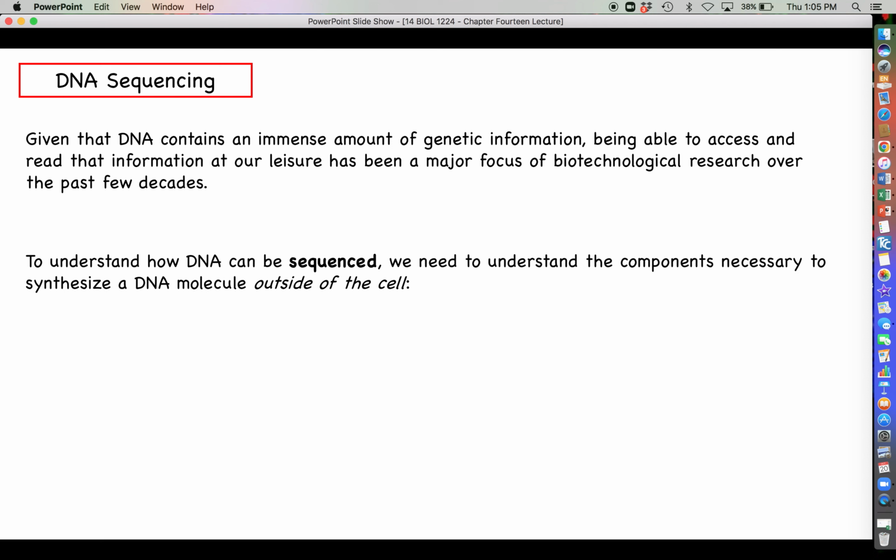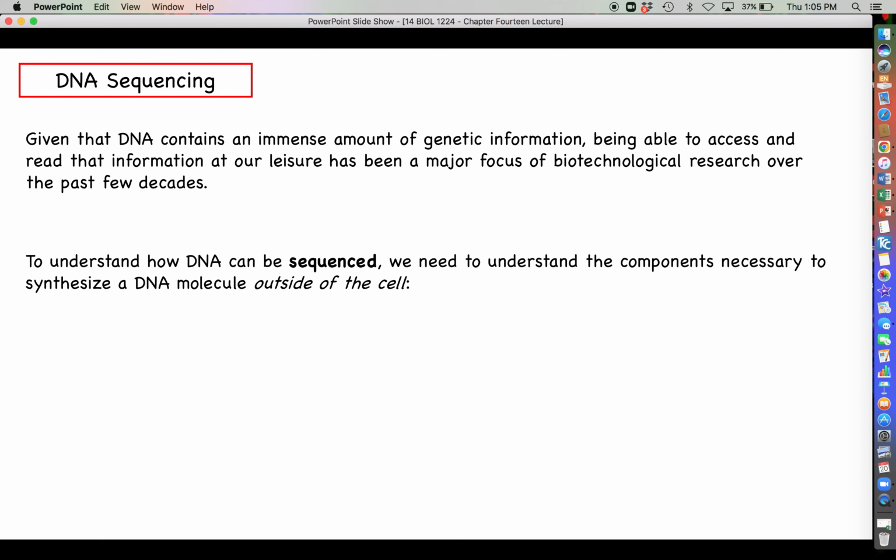And by outside of the cell, what I really mean is in a test tube. So to clarify here, in order to sequence a piece of DNA, you have to actually replicate the DNA, okay? So if you have a piece of DNA and you want to sequence it, you've got to make a copy of that DNA, and in making that copy, you gain the information about what sequences are actually there.